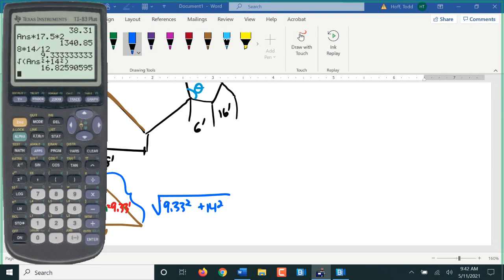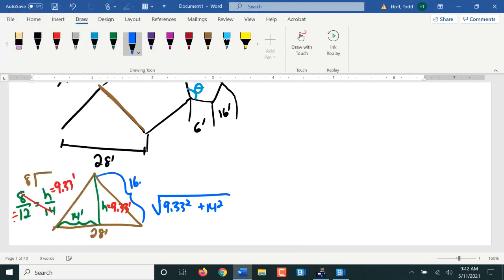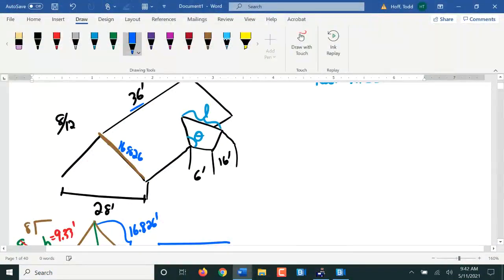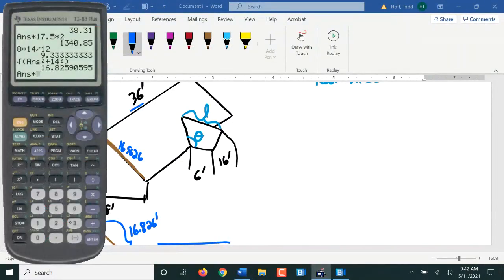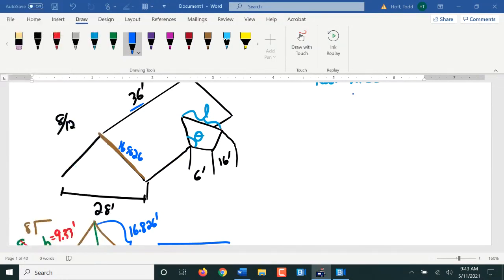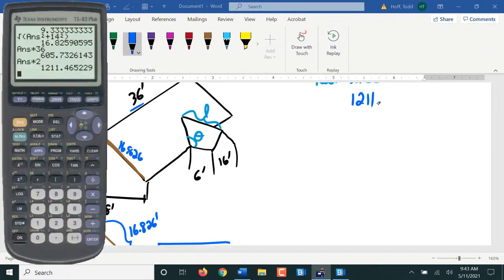Giving us 16.826 feet. So that's this here, 16.826. We're going to multiply that by the 36 feet here, and then times 2 because there's a plane on the other side. So for roof area right now, we've got 1,211.47 square feet.